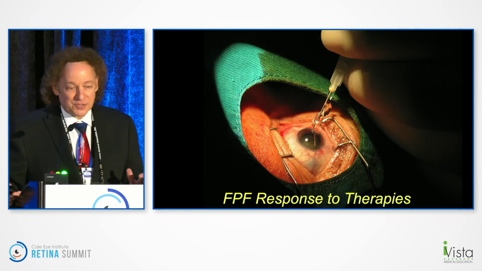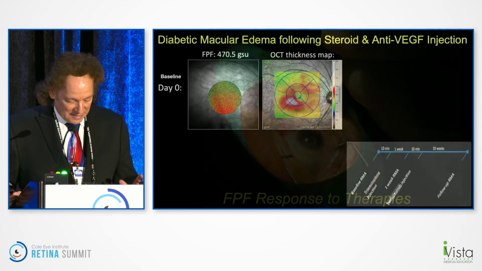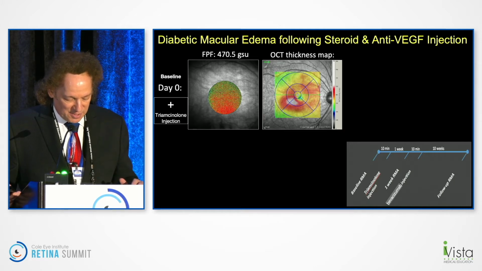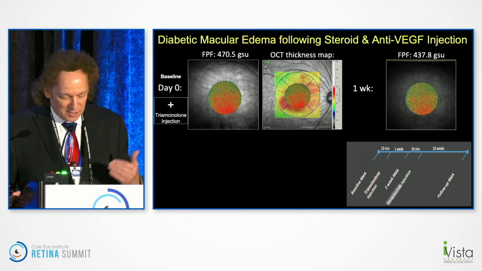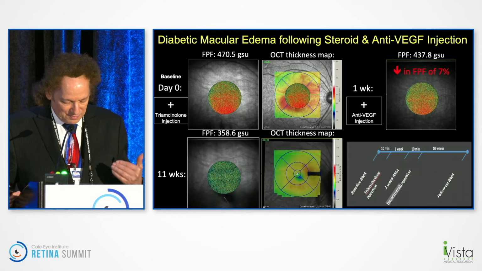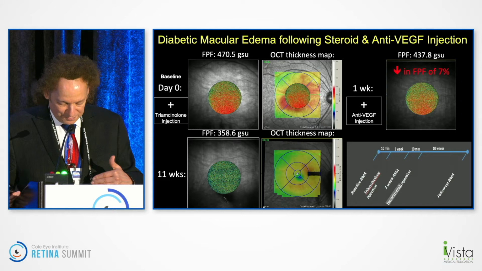So one of the interesting applications of this is you can actually monitor therapy. And this was one example that was done early on, where they looked at a patient who was treated with triamcinolone who had macular edema. And you can see that after the triamcinolone, there's a reduction in the flavoprotein fluorescence. But when you add an anti-VEGF, it actually suppresses it even more.